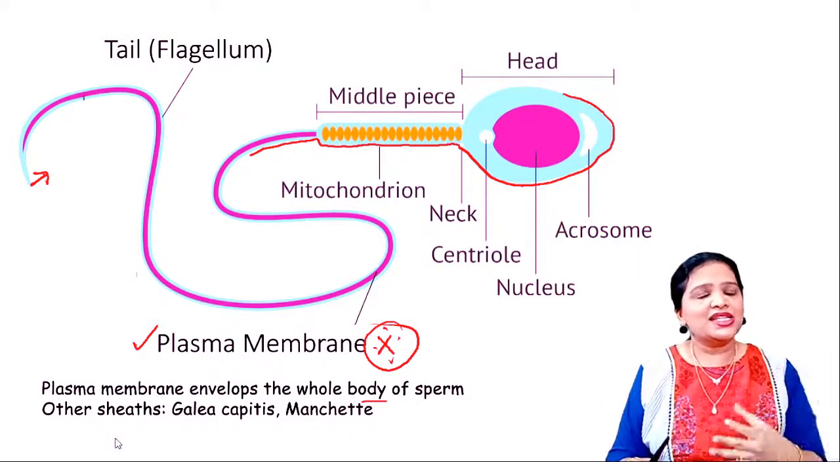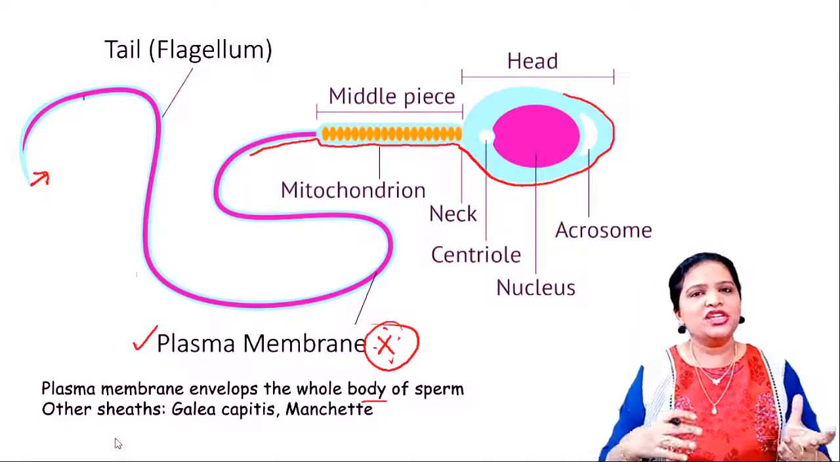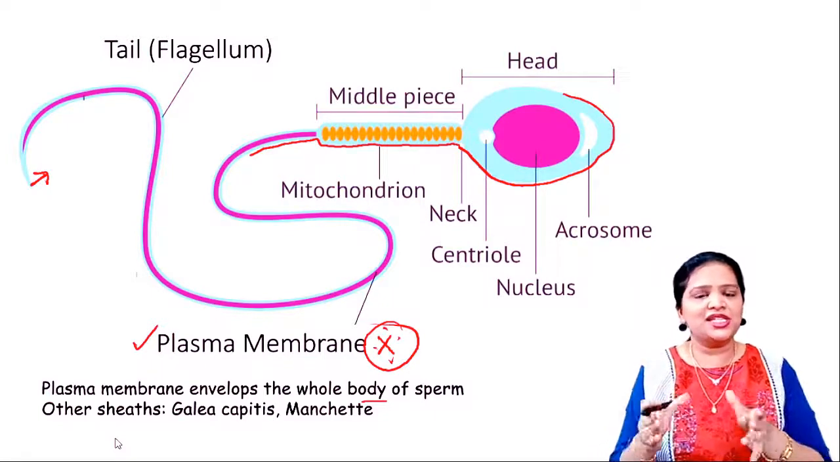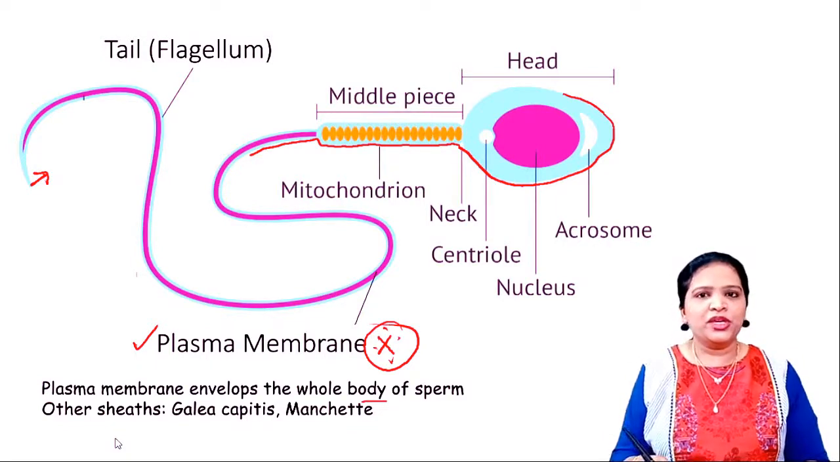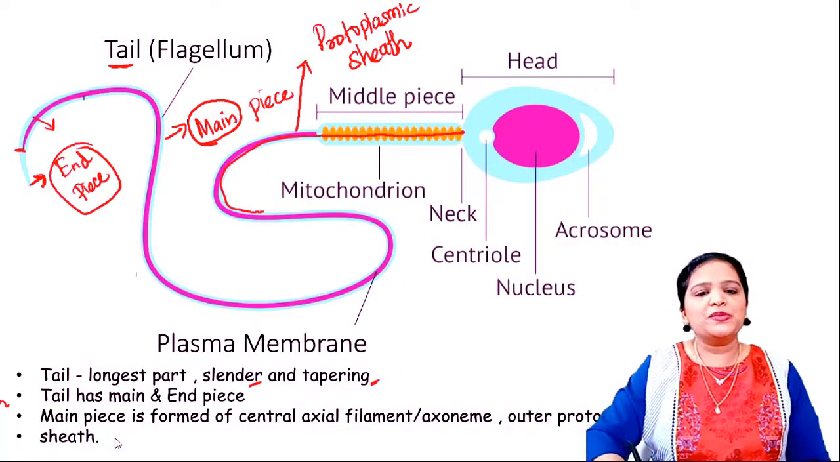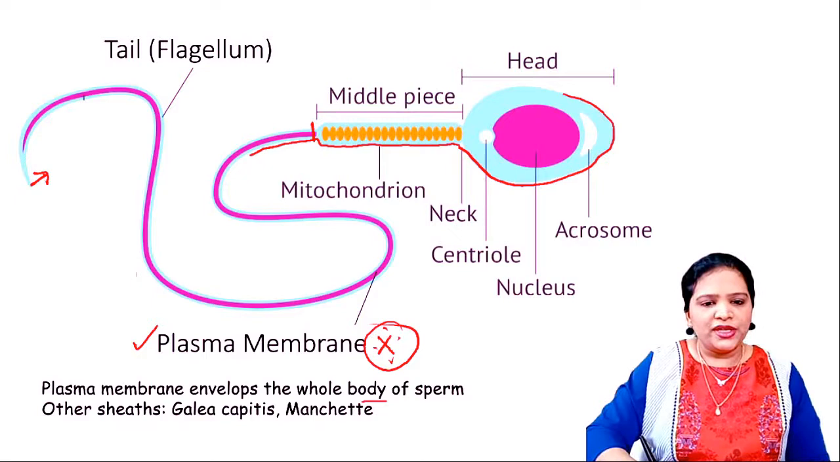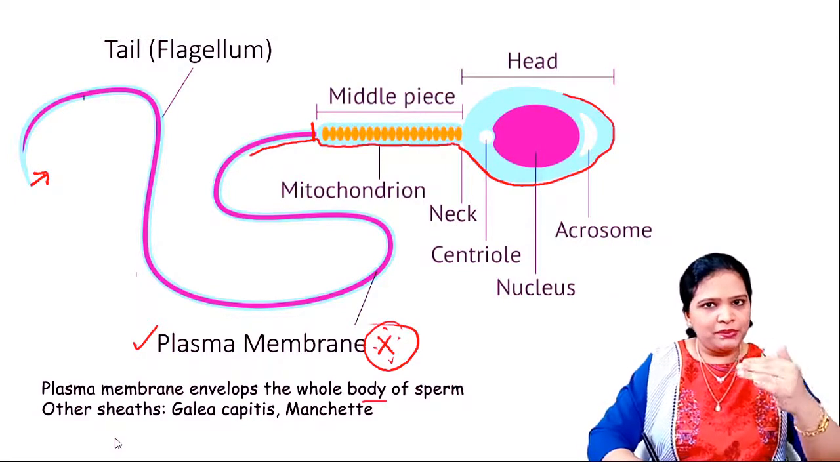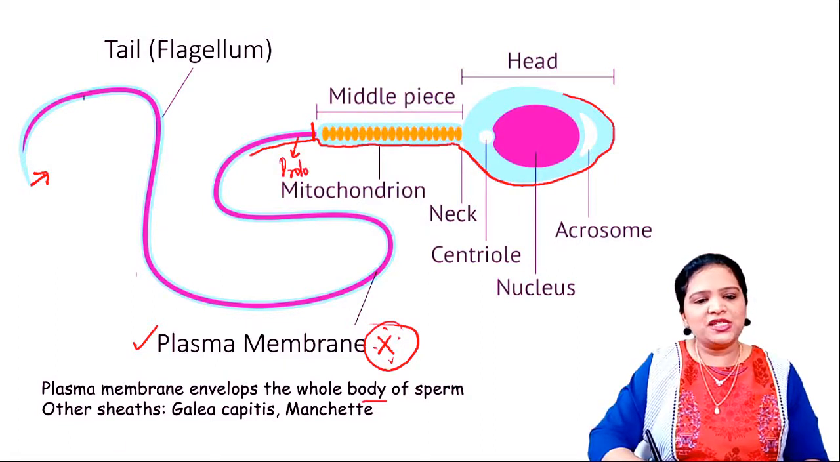Okay? And this sperm cell also has a few sheaths. Sheath means covering, extra covering in certain places. So those coverings we call sheath. Okay? Previously we saw the protoplasmic sheath. What is protoplasmic sheath? Now from the tail part, just below the plasma membrane, there is another covering that is called protoplasmic sheath.